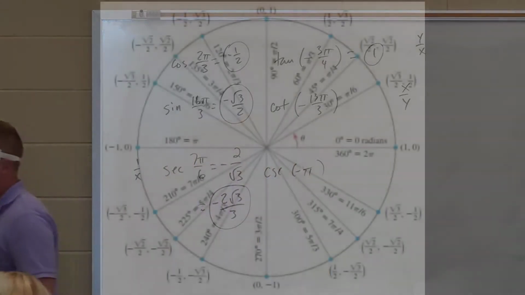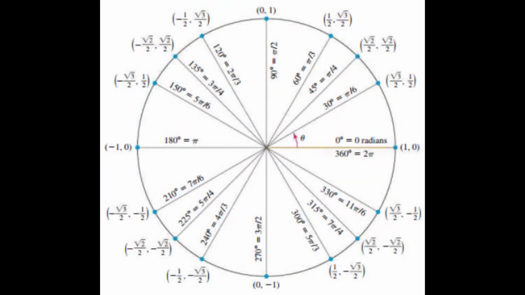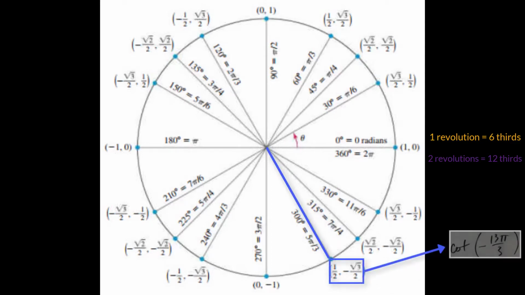All right, so we got to go backwards. Is that the same as the other one? No. Well, if I go all the way around, how many thirds do I have all the way around? 6. All right, 6 pi over 3. So another time around would be 12 pi over 3. I'm looking for 13. So 1 more pi over 3, which would be here. All right, I get that point. Okay, what am I doing? Cotangent. So I need to do 1/2 over negative root 3 over 2.